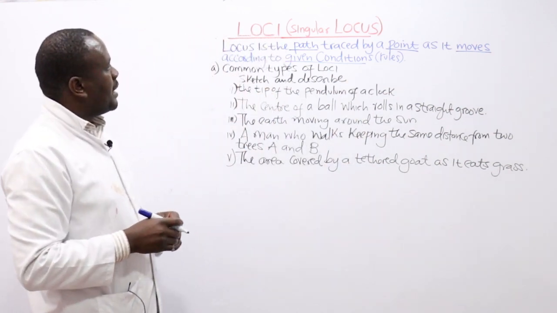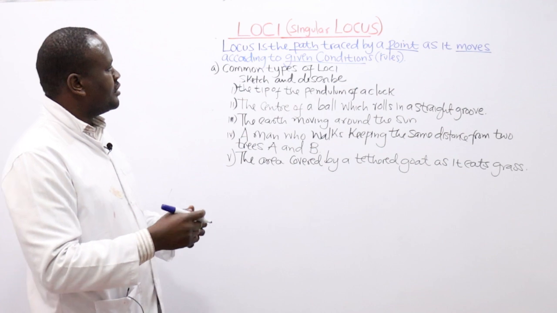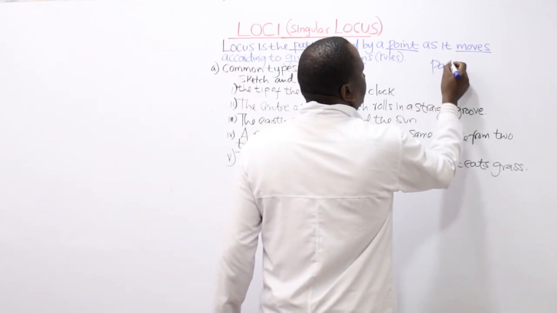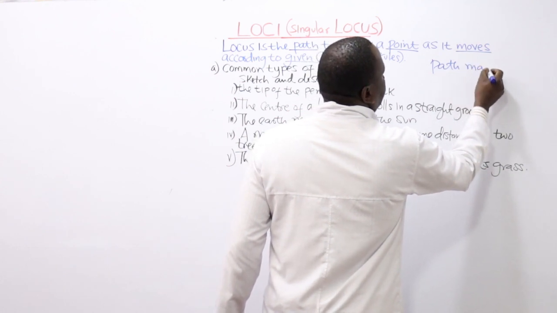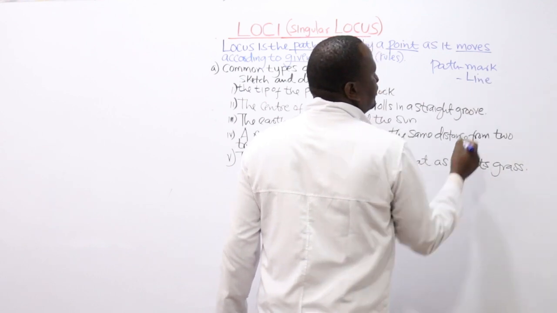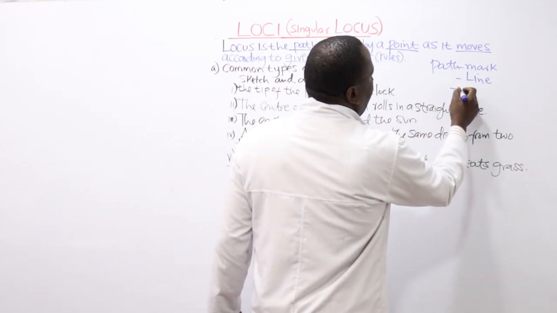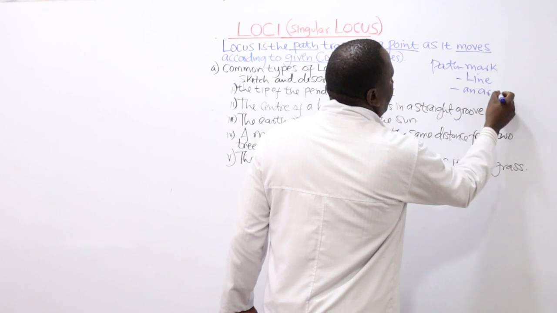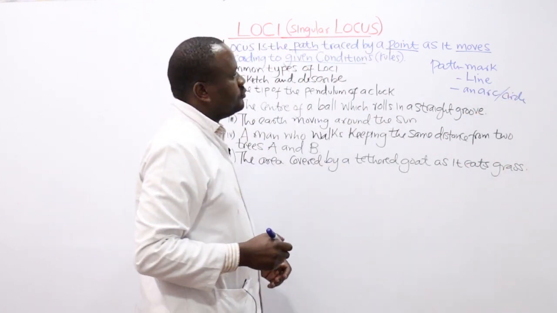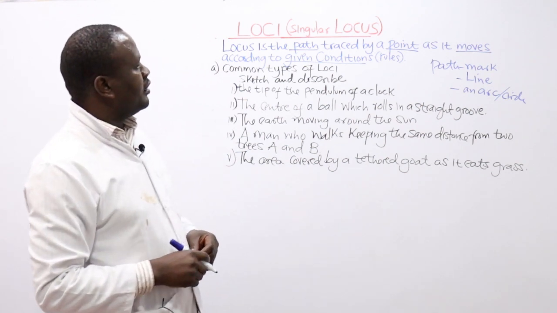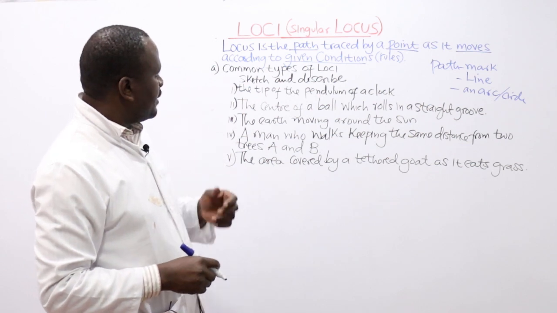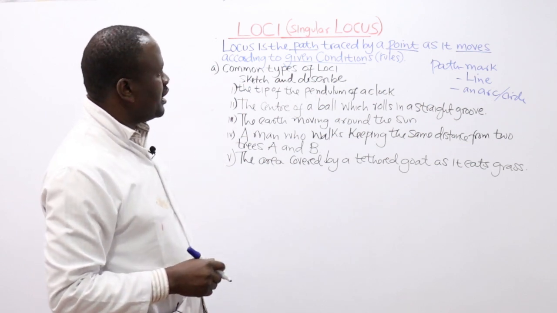So, the path can also be a point or a mark. It can be a line. It can be an arc or a circle. In 2 dimensions, it can also be in 3 dimensions.